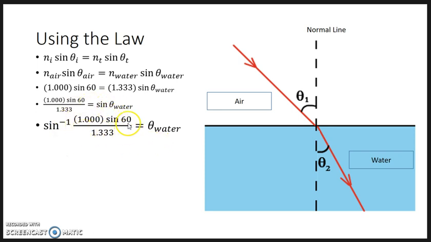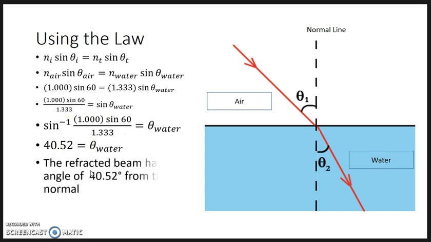As you may know, I don't like to resolve values until we have completely solved for the variable in question, which we now have. So we can actually calculate this out, and when we plug everything in, making sure that our calculator is indeed in degree mode, that's very important, we end up with an angle of 40.52. Now we have to put this back into context because all of our problems always have to deal with the context. So when we put this back into context, we find that the refracted beam has an angle of 40.52 degrees from the normal. It's always from this normal line.